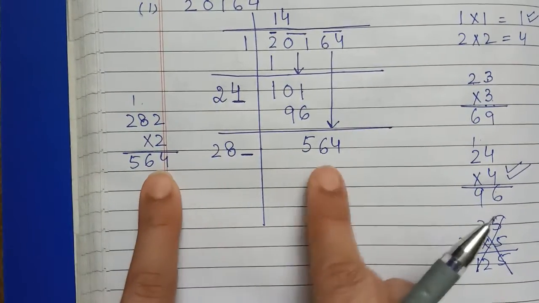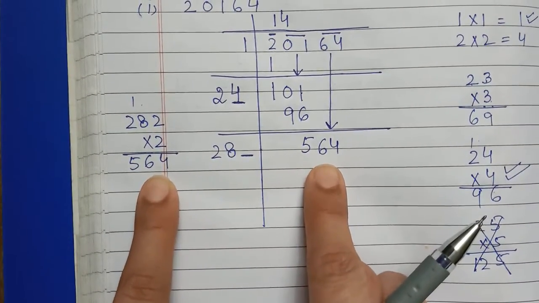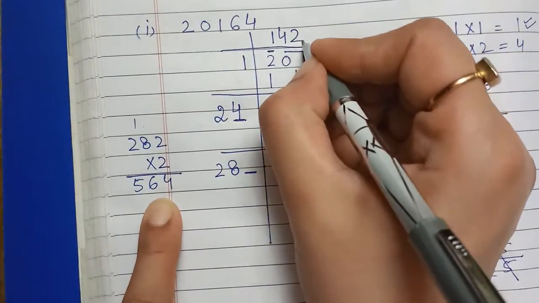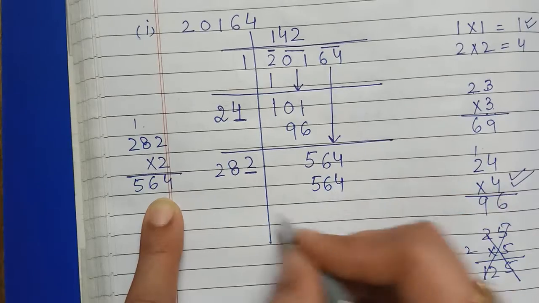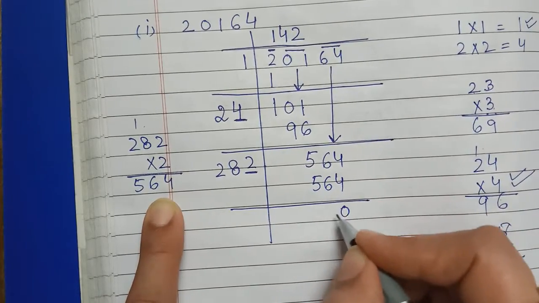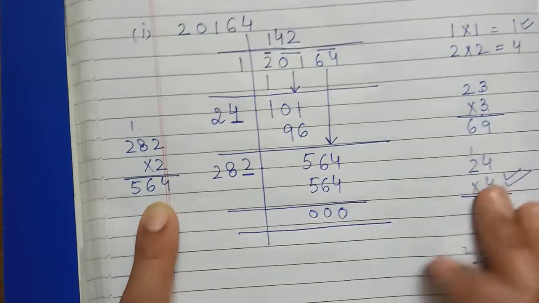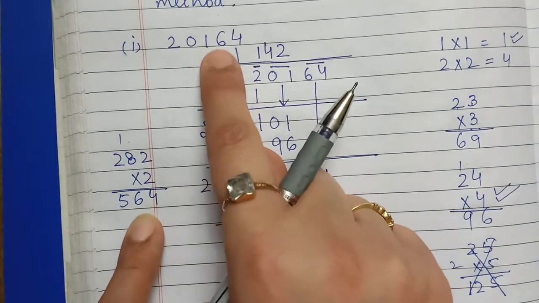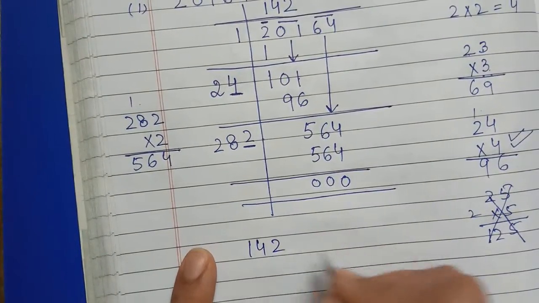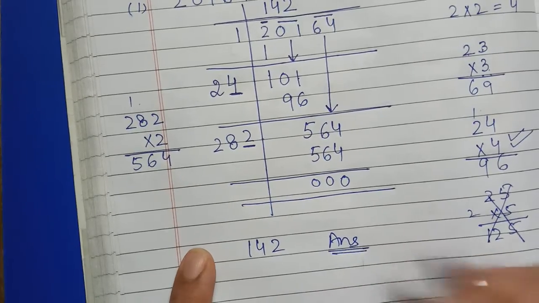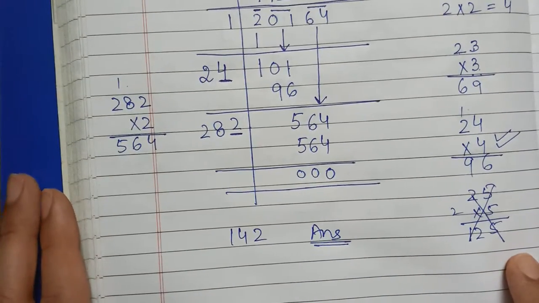Now this product is matching with this 564. So we will keep the 2 here, we will keep the 2 here, and 564 below this. Subtract, you get 0, and that is the final answer. So what is the square root of the given number? The square root is 142. So 142 is the final result. I hope it is clear.